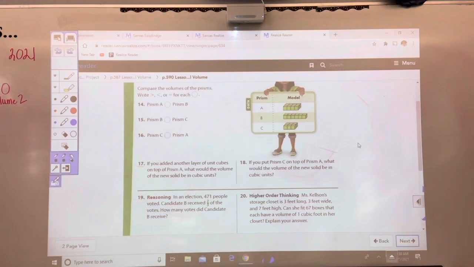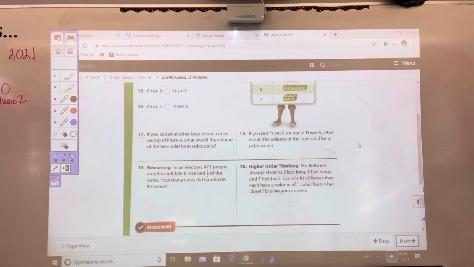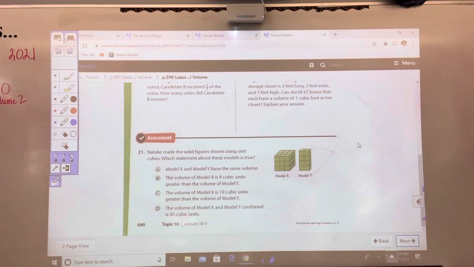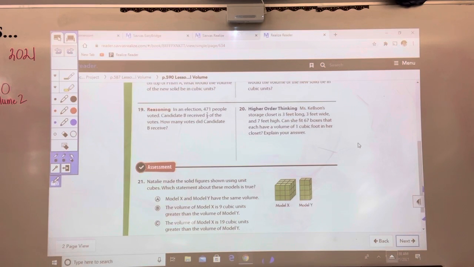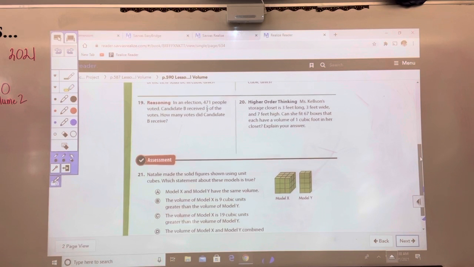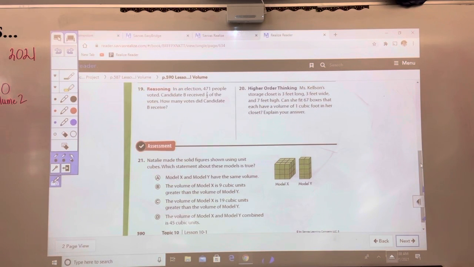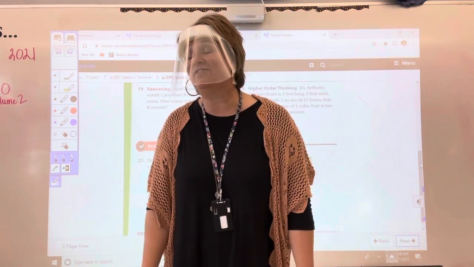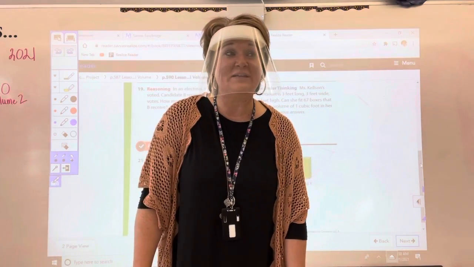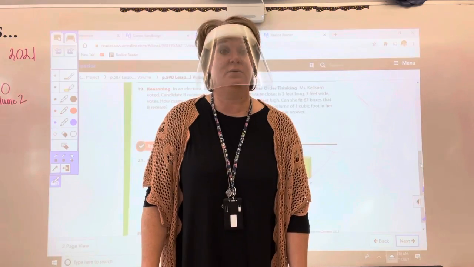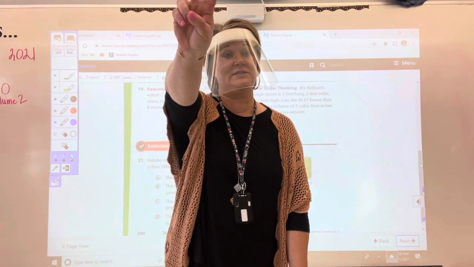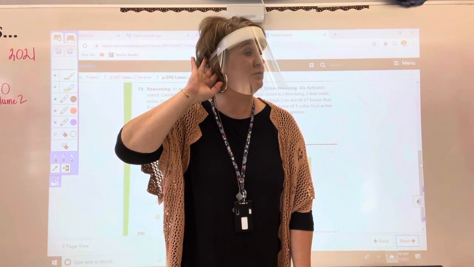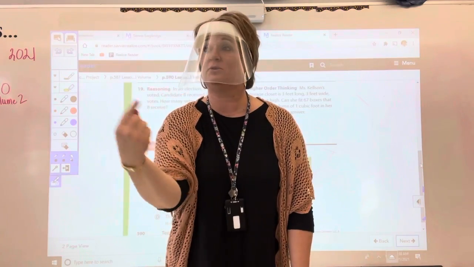You can mark out number 19. And now we're on number 20. Mrs. Kelson's storage closet. What does a closet have? When you see a closet, does closet have length? Yes. Does closet have width? Yes. Is a closet flat? No. What else does a closet have? Height. So what are we doing? We're finding V. What does V stand for? Volume. And how do you do that? You multiply all those 3 numbers together.